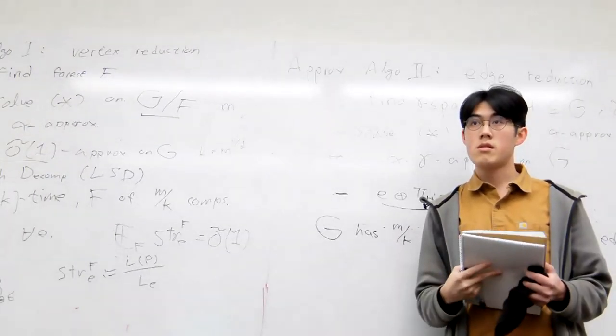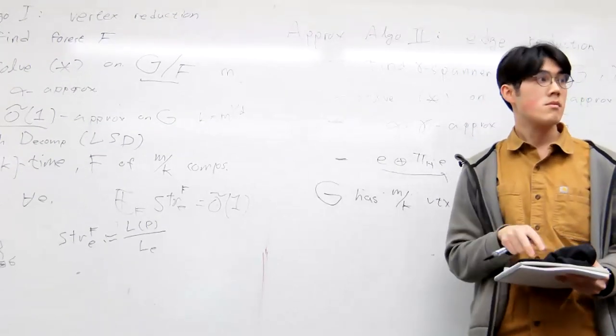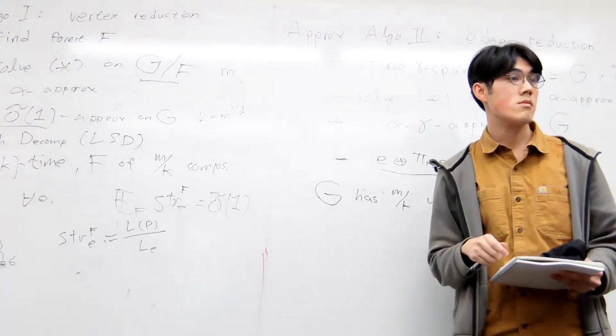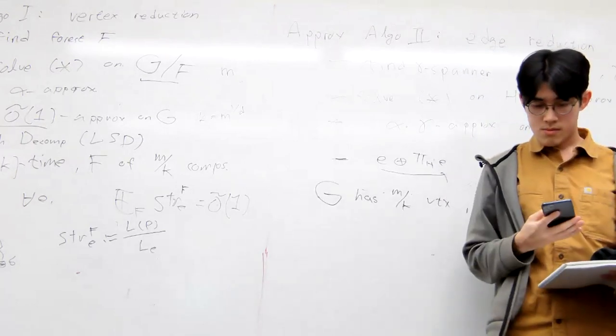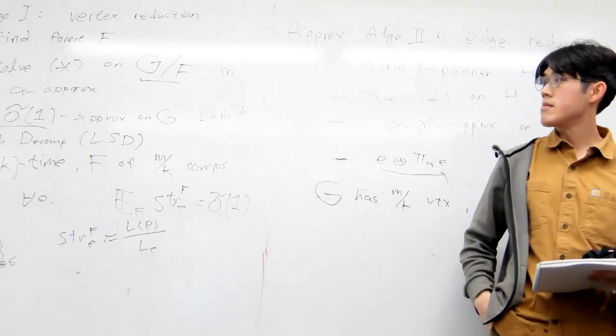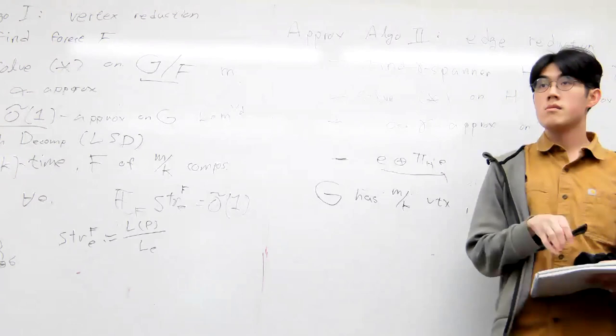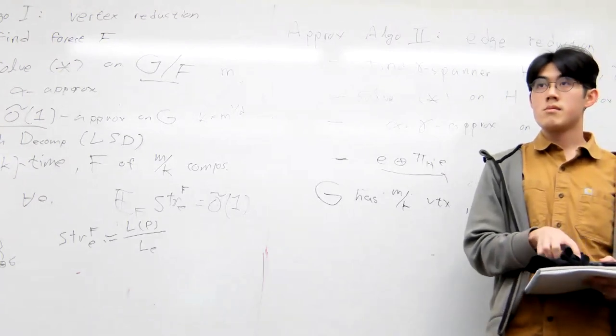Historically, this is the way that Spielman and Teng developed their Laplacian solver. They have one phase, a vertex reduction phase, where they reduce to m over k vertices and lose an approximation factor of k. Then in their second phase, they build a spectral sparsifier, which reduces to a sparse graph. So this is the same general structure as the Spielman-Teng Laplacian solver.